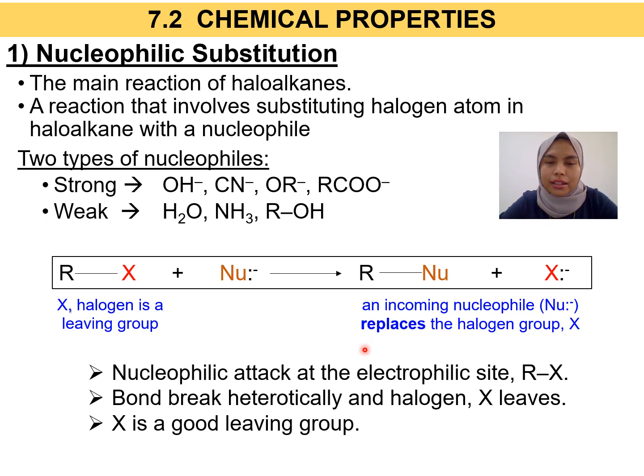Okay, so apa yang berlaku bila let's say nak buat mechanism nanti, since this is the electrophilic site and this is a nucleophile reagent, it's going to be a nucleophilic attack at the electrophilic site. Okay, so you kena ingat tu lah. And then the bond akan break heterolytically, and halogen will leave the haloalkane because halogen is a good leaving group.